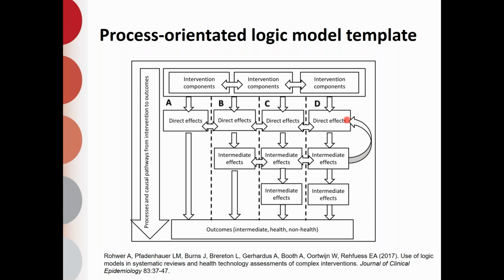And in option D, we have feedback loops that might influence the causal pathway. We can also have relationships between the intermediate effects, or the intervention components for that matter. So it just shows that there are various options that you need to consider in terms of the pathways.